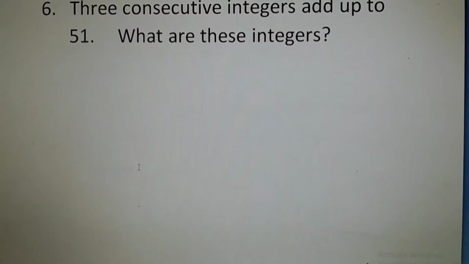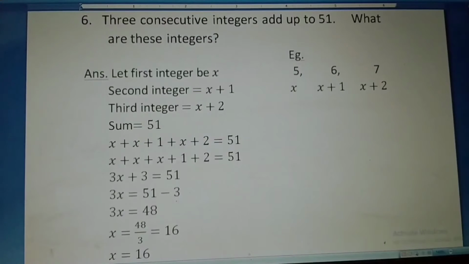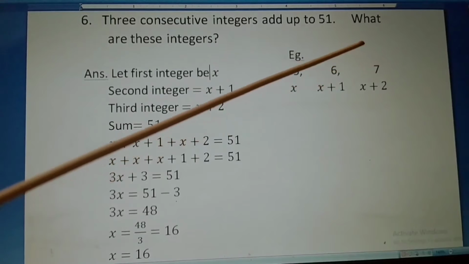The sixth question is: 3 consecutive integers add up to 51. What are these integers? In this question, we have to find 3 consecutive integers. What is meant by consecutive integers? Consecutive means continuous. Consecutive integers means continuous numbers. I am taking an example: 5, 6 and 7.